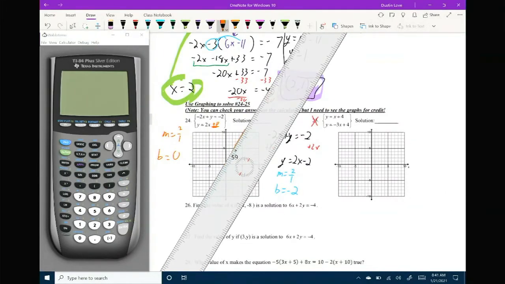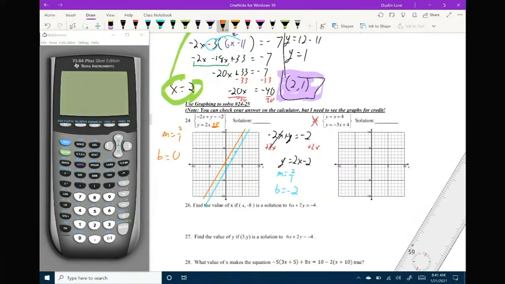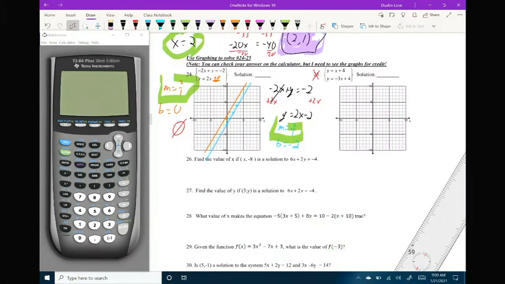Since these two have the exact same slope of 2 over 1 but different y-intercepts, they're never going to touch. There is no intersection point, so this is no solution. Remember, on these, what you're looking for is the place where they cross. The place where they cross is the answer.